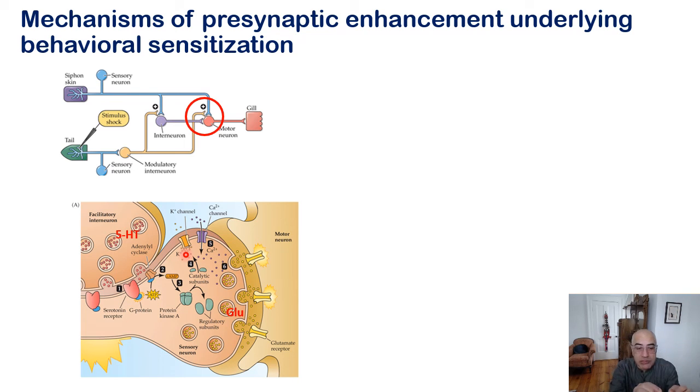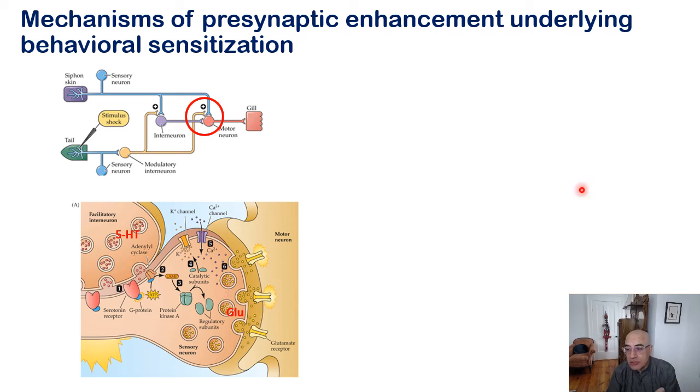The effect of closing the potassium channels is that when action potentials arrive at the nerve terminal of the sensory neuron, they become wider. When they're wider, they allow more calcium entry through the calcium channel, and that produces more release of glutamate. So that's the simple sensitization action.